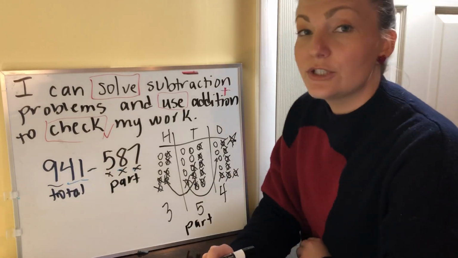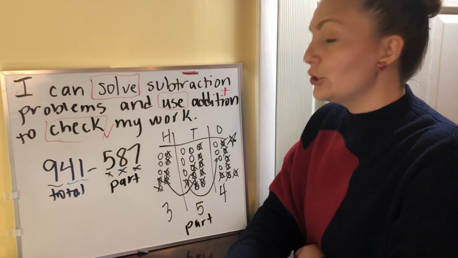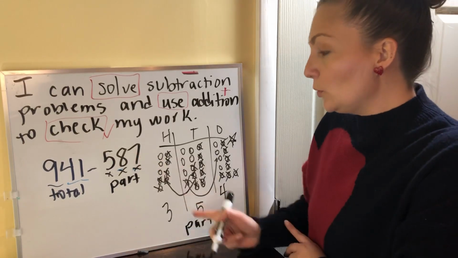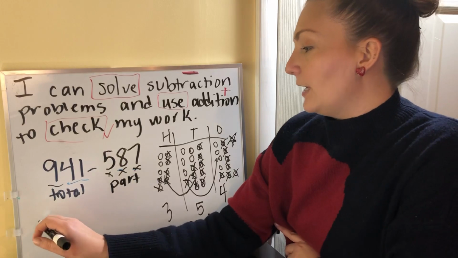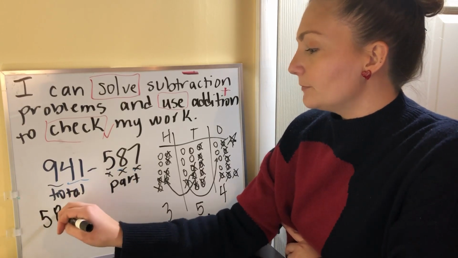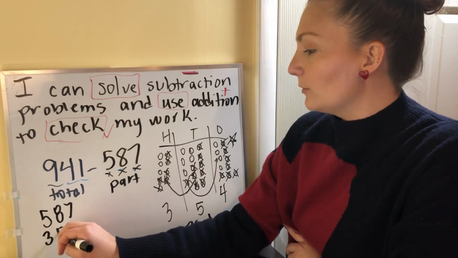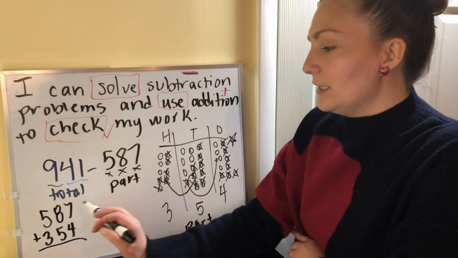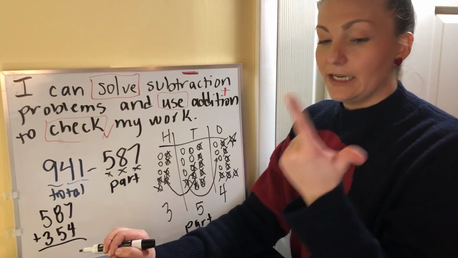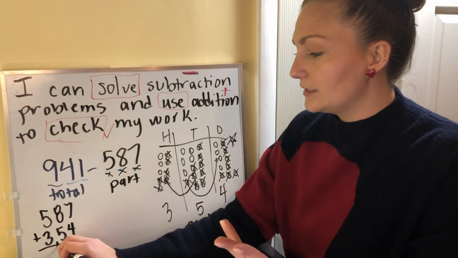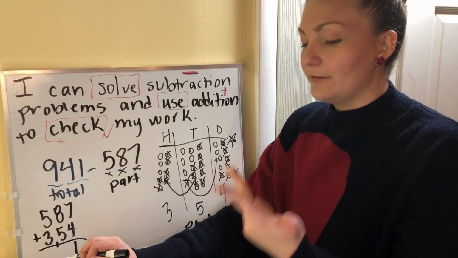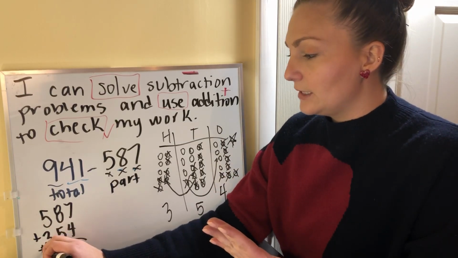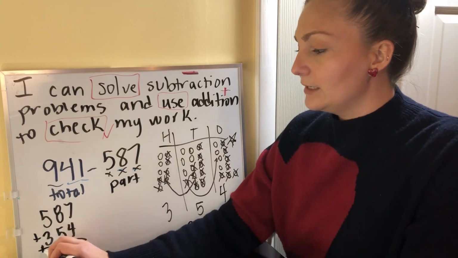So if I write an addition strategy to try and check my work, what two numbers am I going to add together? I'm going to add together the two parts. So I would add 587 and 354, and I'm going to see if that gives us our total. So I have 7 plus 4, I can put 7, 8, 9, 10, 11, carry the sneaky 10, 8, 9, 10, 11, 12, 13, plus 1 more is 14. Got to carry the sneaky 10 again, 5, 6, 7, 8, 9.